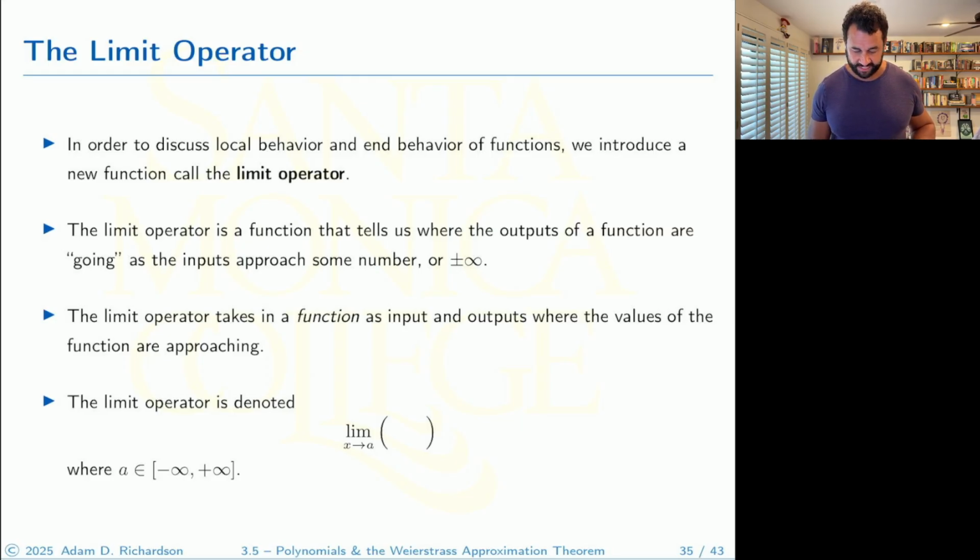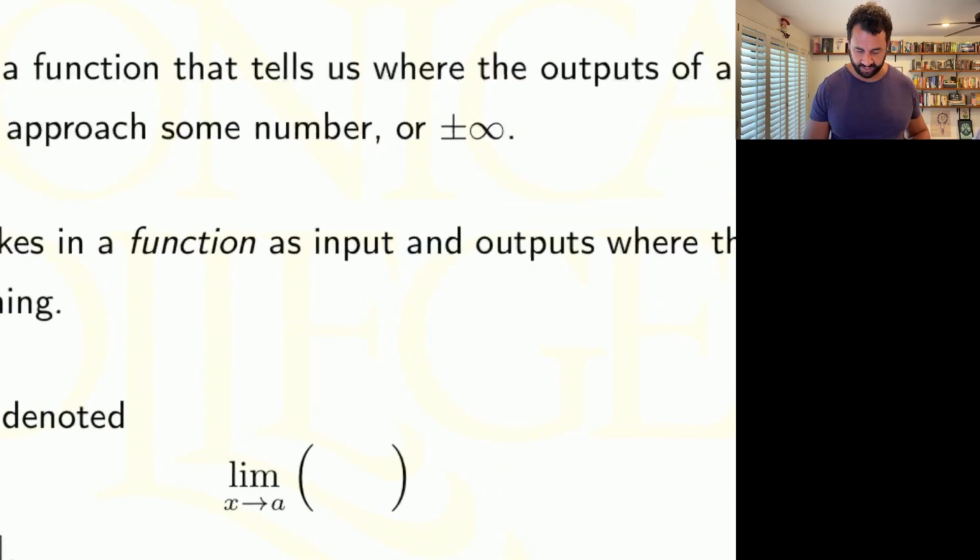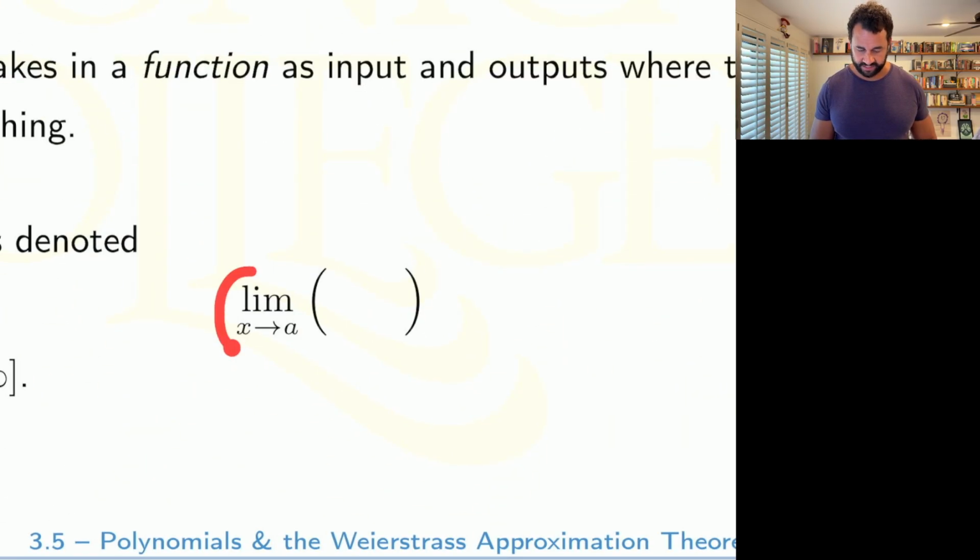The limit operator is denoted using this notation here. Let me zoom in. This is what we call the limit operator. And this means limit as x goes to a of whatever function you want to put inside, f of x. So this is the function that's eating another function and telling you where the outputs go. a could be any real number, or it could be plus or minus infinity.